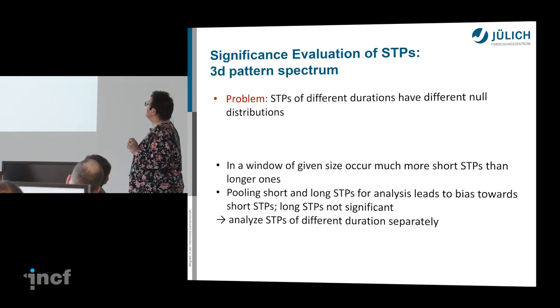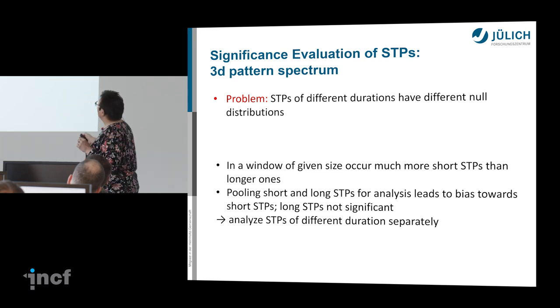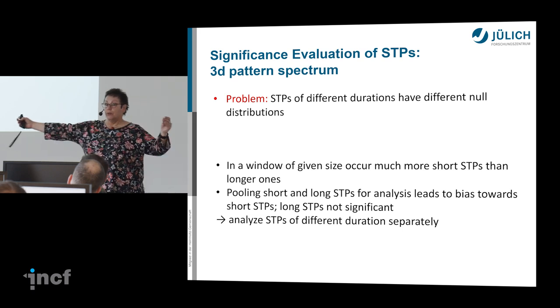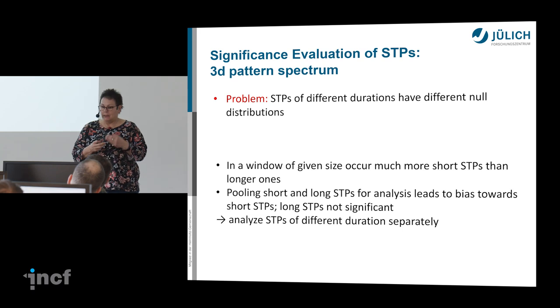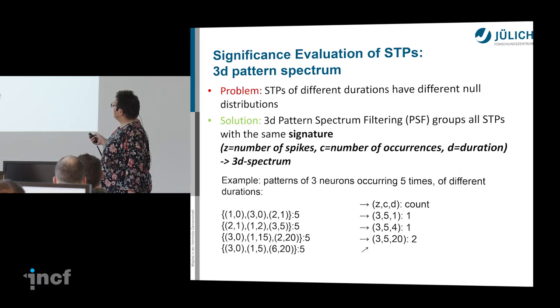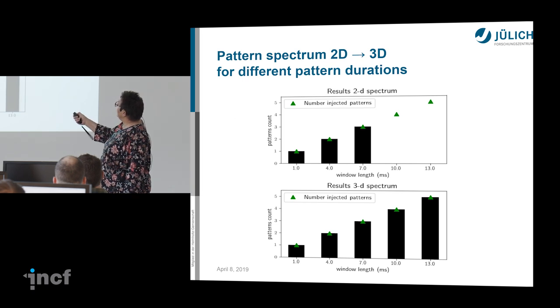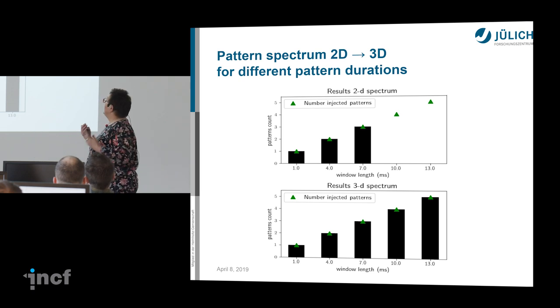However, in order to detect spatiotemporal patterns correctly, we had to extend this SPADE matrix to a 3D version, because patterns of different temporal durations have different null distributions. And so when we pooled patterns of the same signature, like three spikes occurring five times, however of different durations, this led to false positives. And when we only used the 2D spectrum, we had problems finding these long patterns, because they are more rare for a certain allowed duration than shorter ones. And of course, you have to consider this.